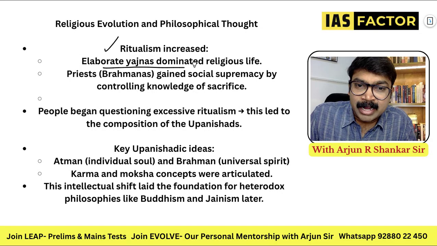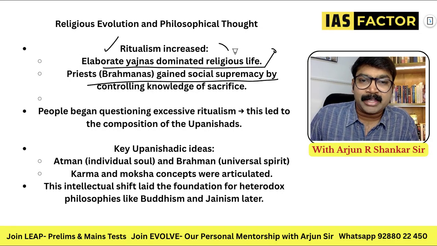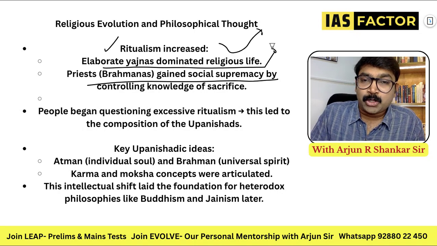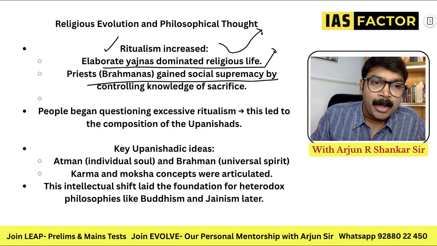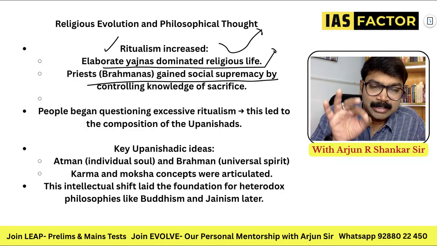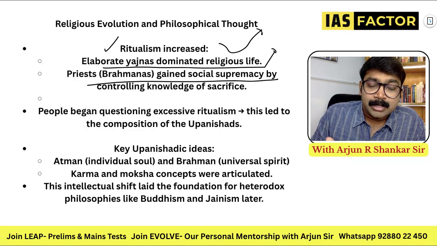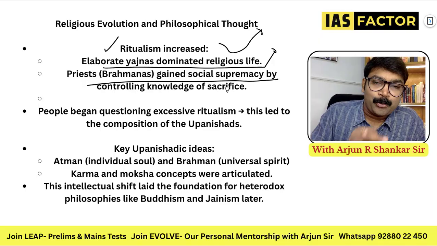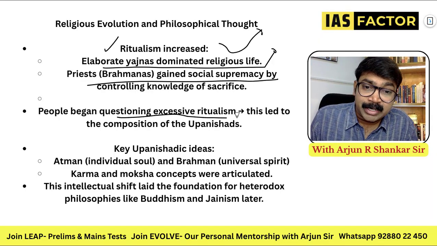And ritualism increased. Elaborate yajnas dominated religious life. Brahmanas gained social supremacy because everything was revolving around sacrifices. You want a good son, you want cattle, you want anything, you do a yajna, you do a homa. Whatever you do, you do a sacrifice, a ceremonial yajna or a ceremonial homa. So what happens is, when you do all this, Brahmins need to be there. So Brahmins' supremacy automatically increased. So some people started questioning ritualism.